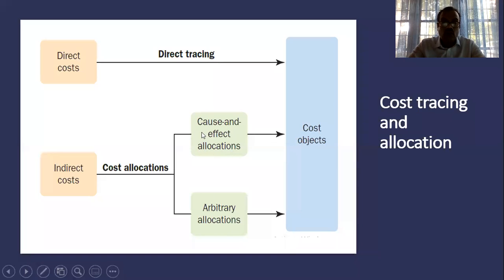Type number one is called cause and effect. Cause and effect means we allocate indirect costs to cost objects on a main argument of why that much is allocated to that particular object. We find a particular cause, a hetu. Sometimes we can call this a driver. So there is something that drives cost. For example, indirect costs.